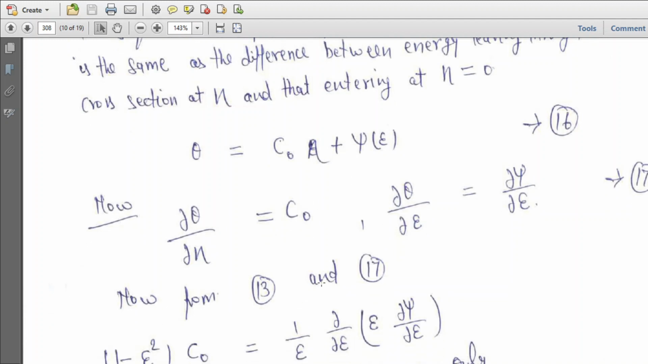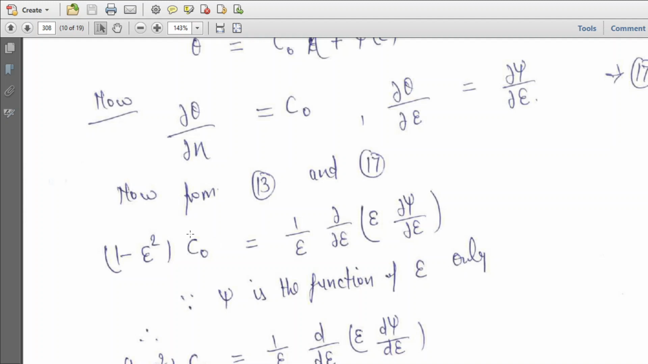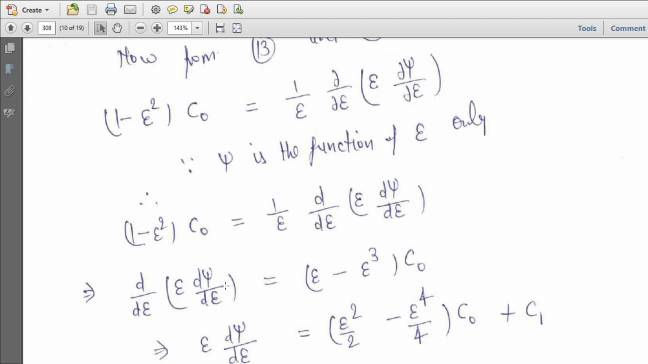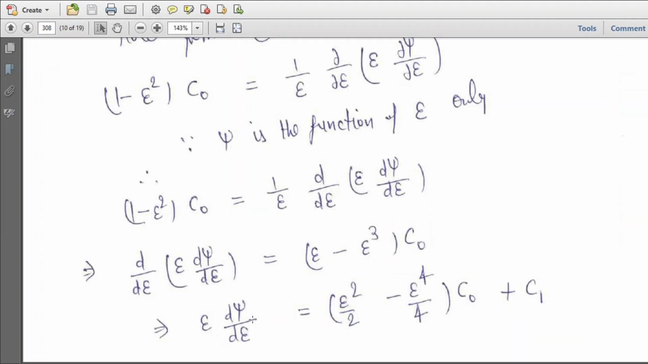Now from equations 13 and 17, we can calculate from 13: minus 1 upon epsilon, and (1 minus epsilon square) C naught equal to 1 upon epsilon del upon del epsilon of epsilon del psi upon del epsilon. Now psi is a function of epsilon only, so this partial derivative is converted to a total derivative. So in that case (1 minus epsilon square) C naught equals 1 upon epsilon d upon d epsilon of epsilon d psi upon d epsilon.